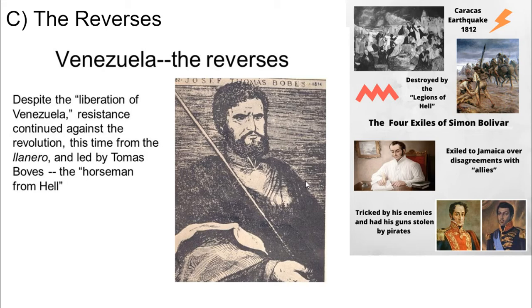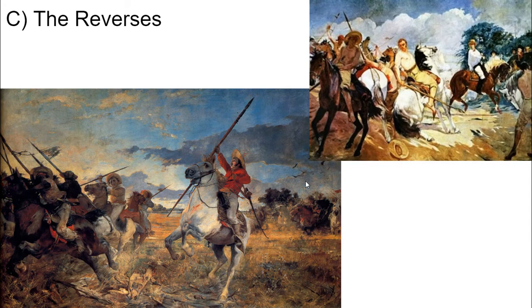These horsemen from hell, or these forces of cowboys, then launched an attack against Bolivar, and his troops were routed by these legions of hell and were defeated. And they burned the capital of Caracas to the ground, and Bolivar was forced to flee yet again. He then was exiled to Jamaica and launched 2 more failed attempts to take over before Boves ended up dying in a skirmish, and Bolivar saw an opportunity.